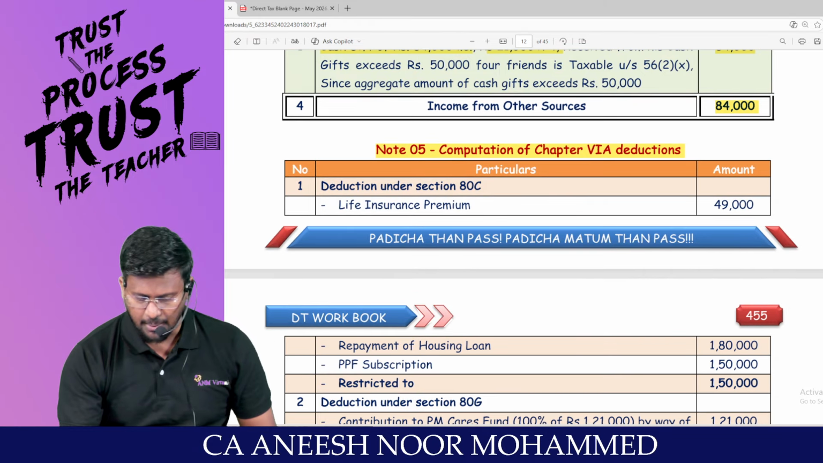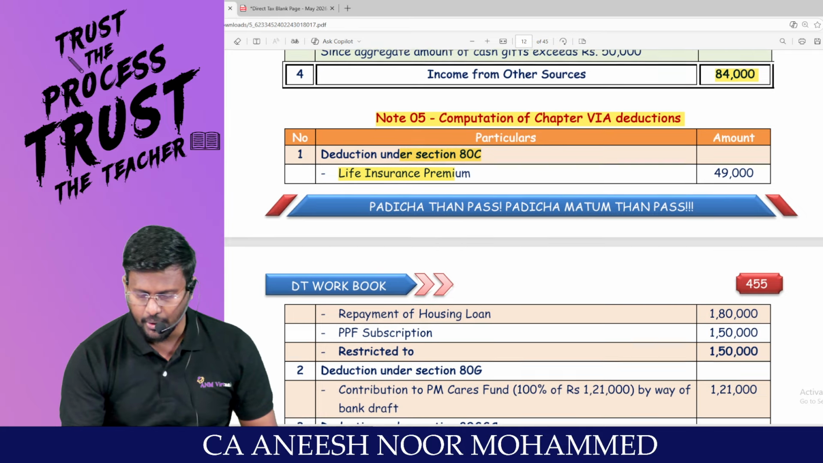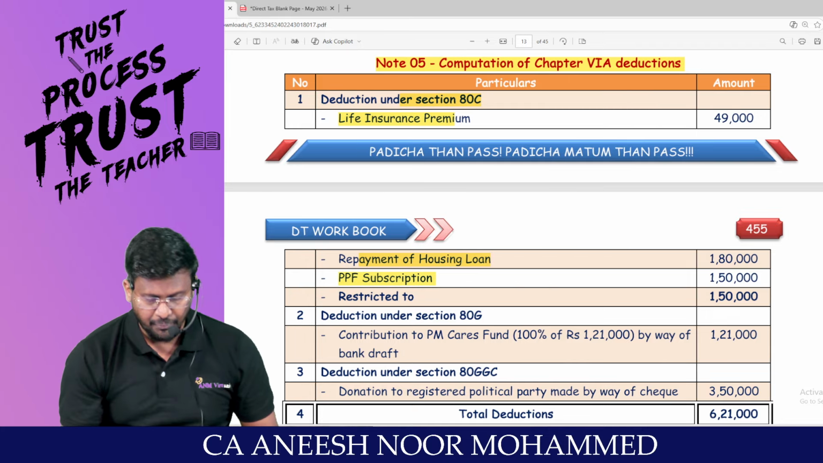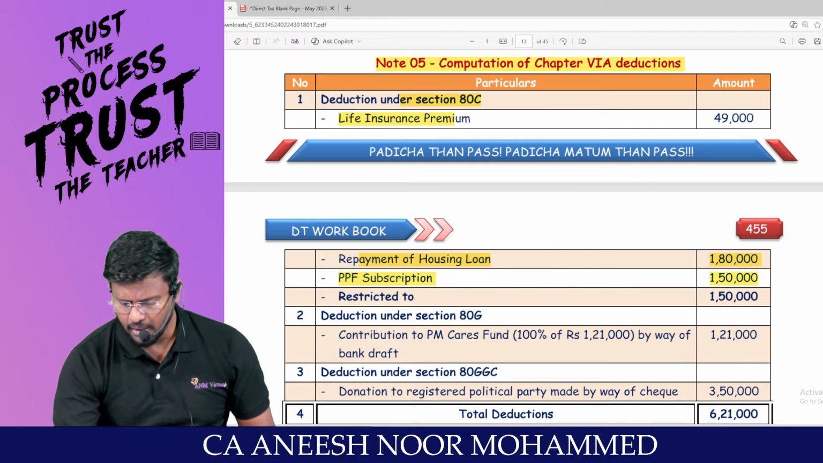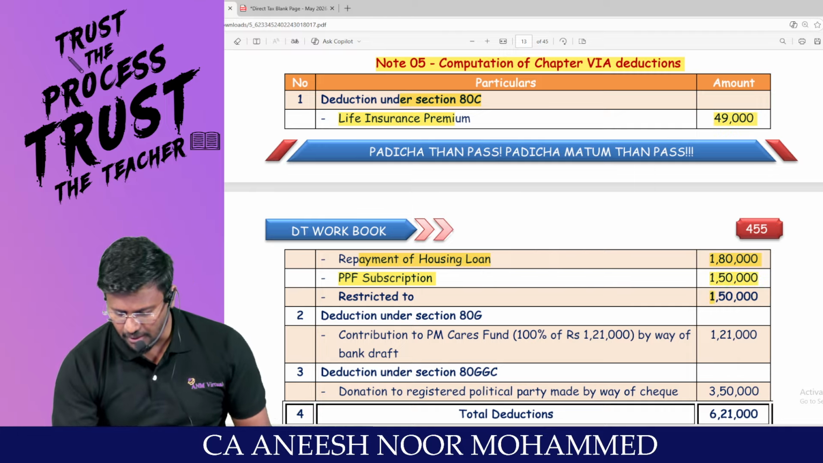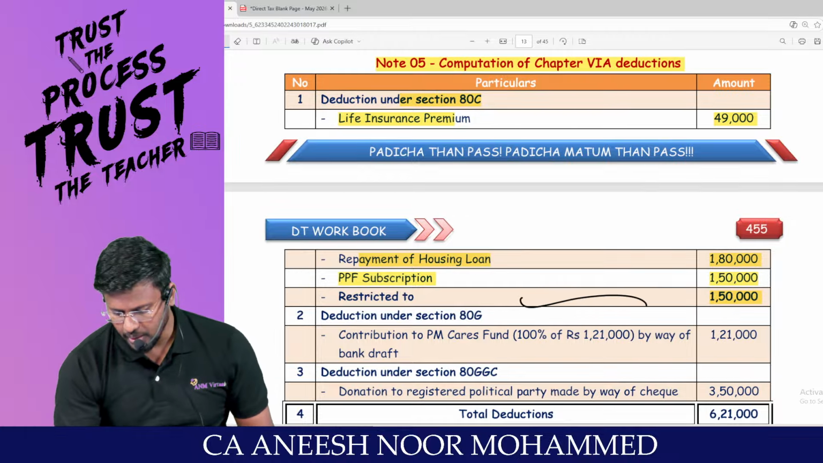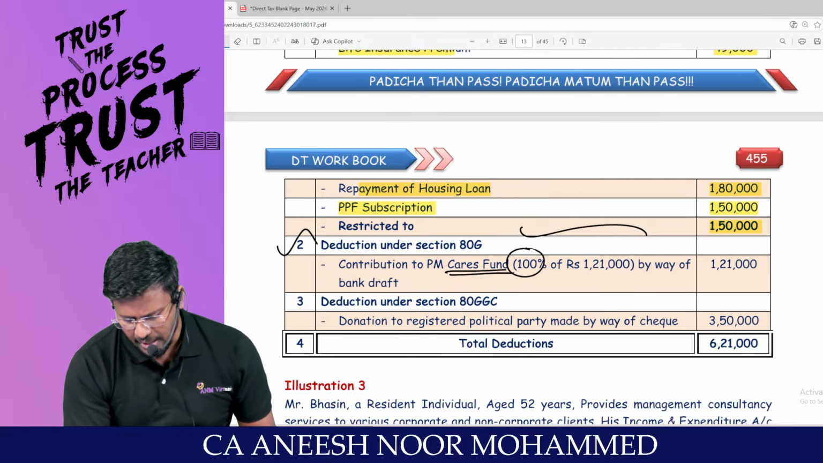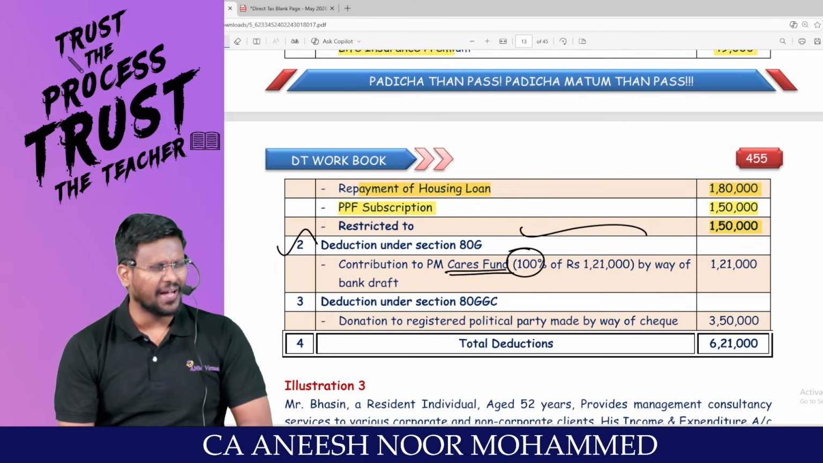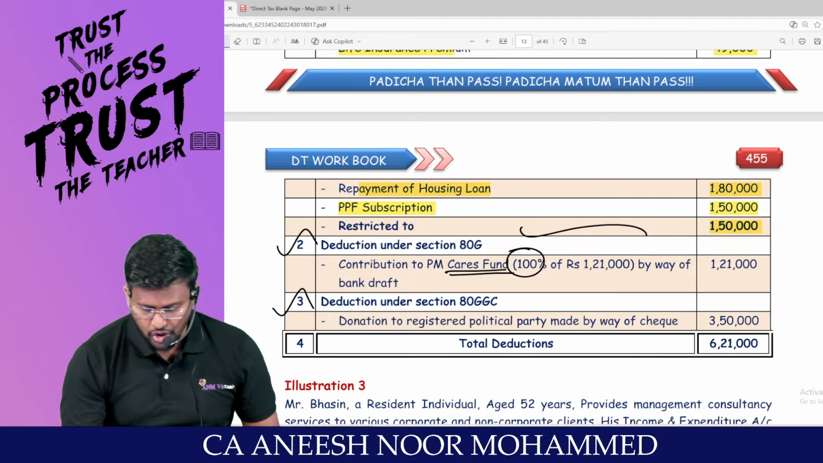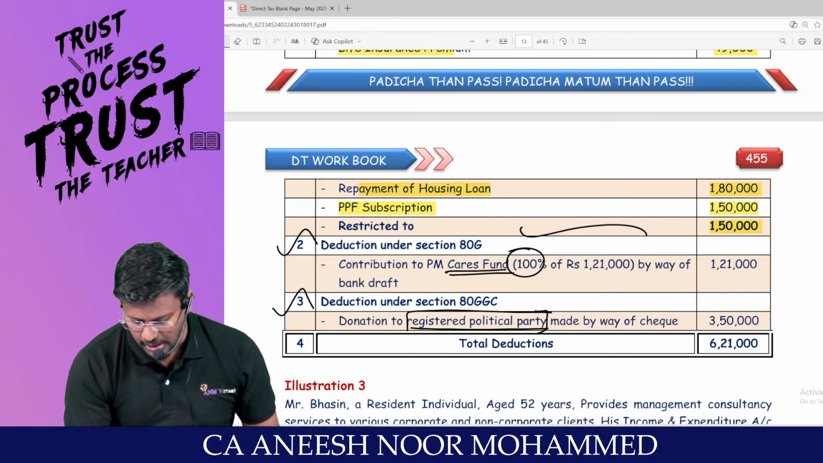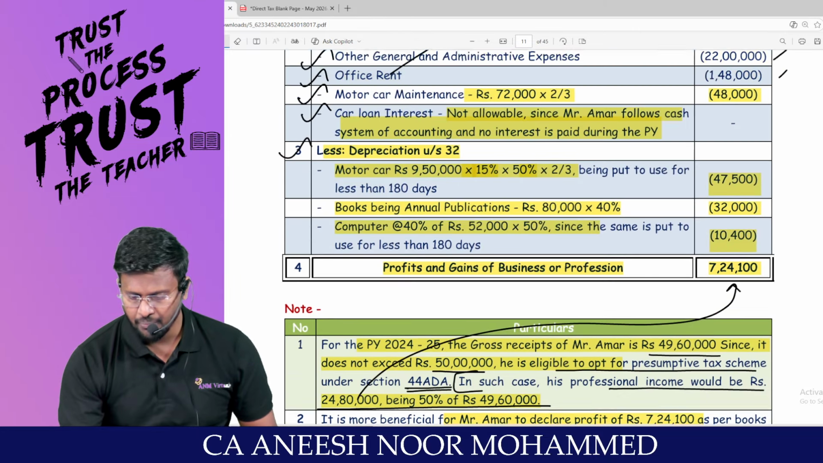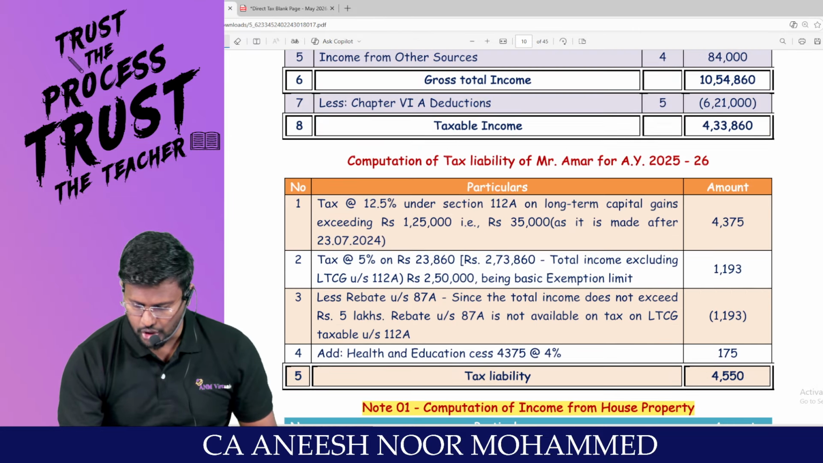Sir, now coming to chapter 6A deduction. For LIC premium, will you get 80C? Repayment of the principal portion of housing loan, will you get 80C? PPF subscription, will you get 80C? But the maximum deduction under 80C itself will be restricted to 1,50,000. Sir, deduction under 80G, Prime Minister's Care Fund, 100% will be allowed since you have paid by other than cash. And deduction under 80GGC since you have transferred to a registered political party. So the total chapter 6A deduction will be 6,21,000.